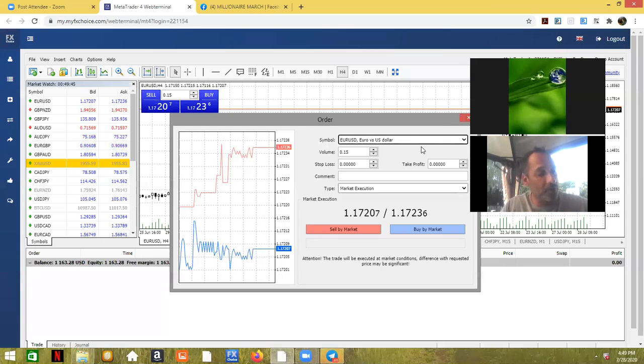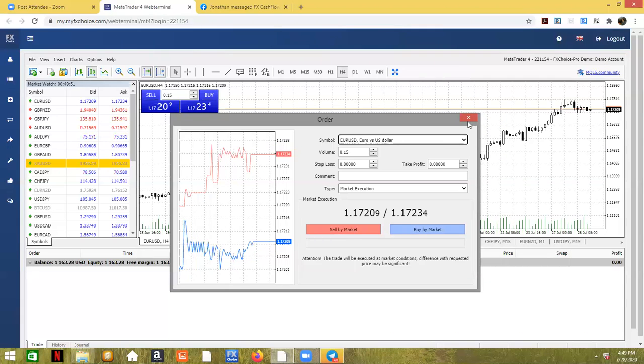Let me give you an example of a pip real quick, because I know this is going to be a question, and we want to make sure you understand what a pip is. So in this currency pair, the Euro US dollar, the price right now at the market price, this is what you would be buying or selling it at, right? Buying it at 1.1723. If you're selling it, you're going to sell it at 1.1720, okay?